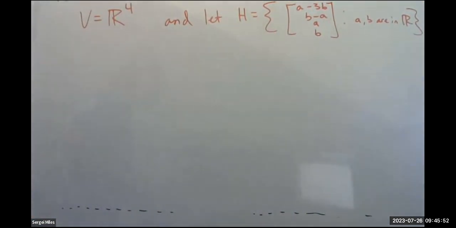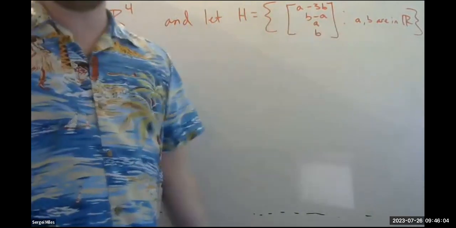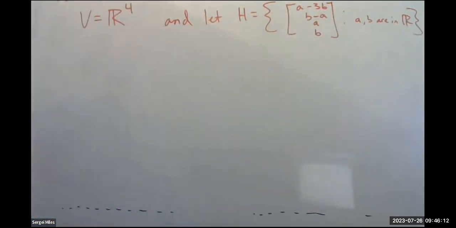So what is this saying? This is saying let H be the set of all possible vectors where you pick whatever your favorite real numbers are. You can pick infinitely many of them, right? For any real numbers A and B, if they add together in this way to create a vector, then H contains this vector. Okay. Now this seems a little bit tricky.